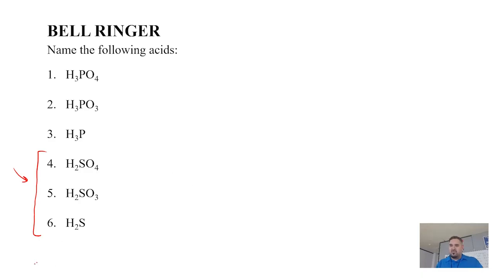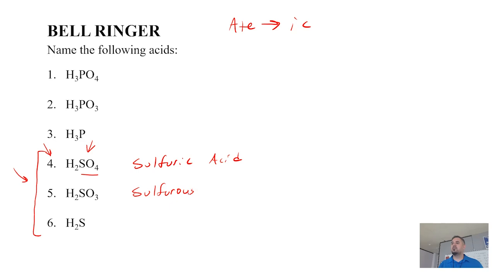All right, let's go through these real quick. So the first one I'm going to go over is number 4. Is this one binary? No, it's not. So we're going to find SO4. SO4 is what? Sulfate. And then up here I'm going to write it out. So ATE turns into IC. So sulfate turns into what? Sulfuric acid. Good. All right, so SO3 is what? Sulfite. ITE turns into what? So this one is going to be sulfurous acid.